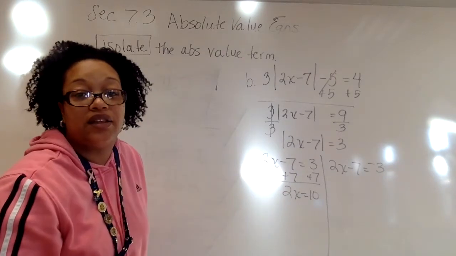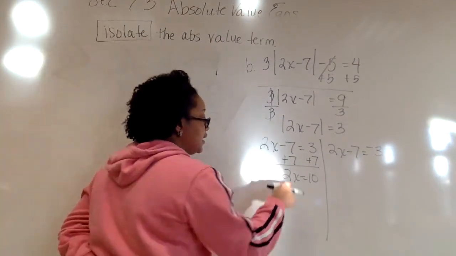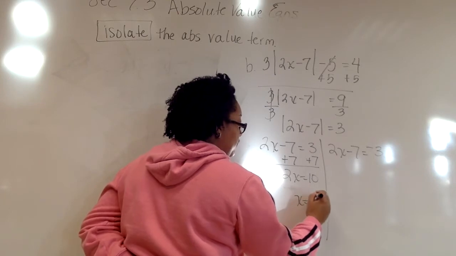But since you're multiplying, it's 2 times x. You know you're going to divide. So 10 divided by 2 is 5.